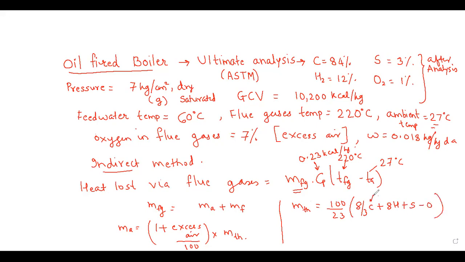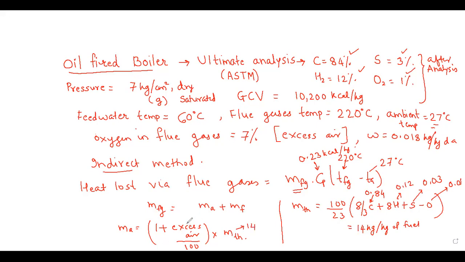Where this carbon is coming from the ultimate analysis, 0.84. Hydrogen is also coming from the ultimate analysis, 0.12. Sulfur is coming from the ultimate analysis, 0.03, and oxygen is also from the ultimate analysis of the fuel, which is 0.01. So if you do this calculation, and I would want you to do this calculation, you should get this value as 14 kgs per kg of fuel burned. This is the theoretical air. So this theoretical air I will take as 14.